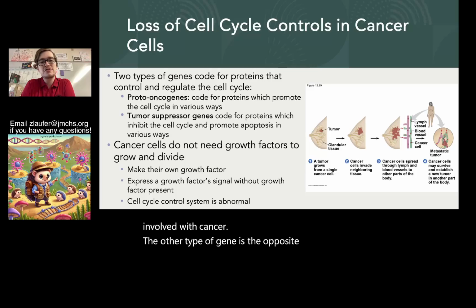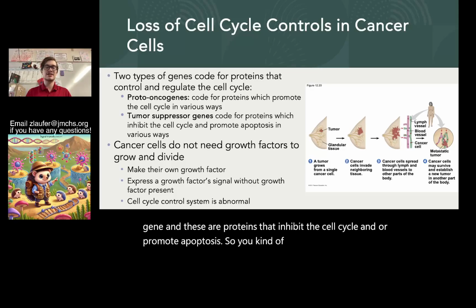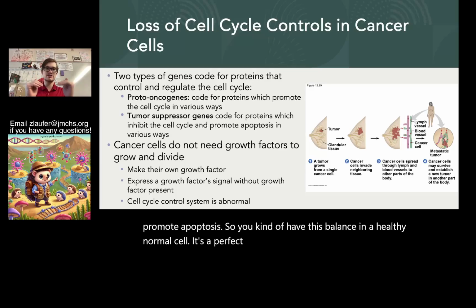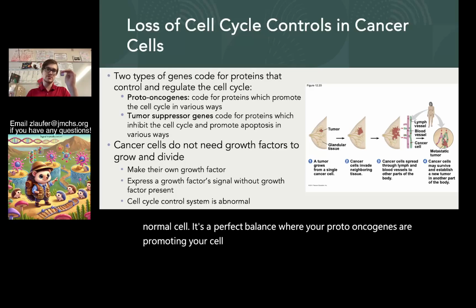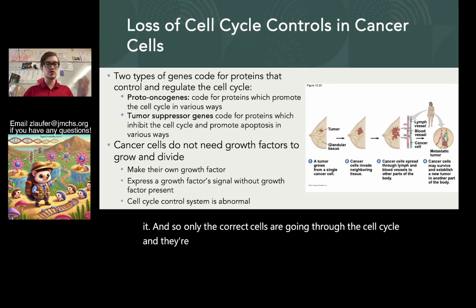The other type of gene is the opposite. It is a tumor suppressor gene, and these are proteins that inhibit the cell cycle and or promote apoptosis. So you kind of have this balance, and in a healthy normal cell, it's a perfect balance where your proto-oncogenes are promoting your cell cycle, tumor suppressor genes are repressing it, and so only the correct cells are going through the cell cycle, and they're doing it at a good, normal, balanced rate.